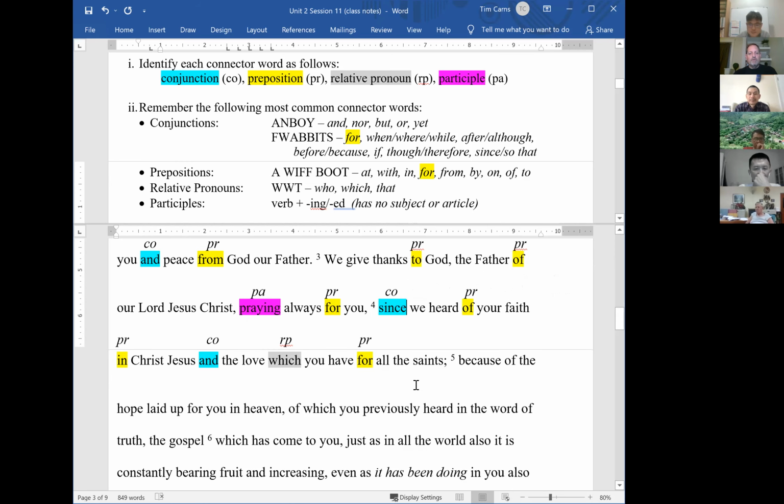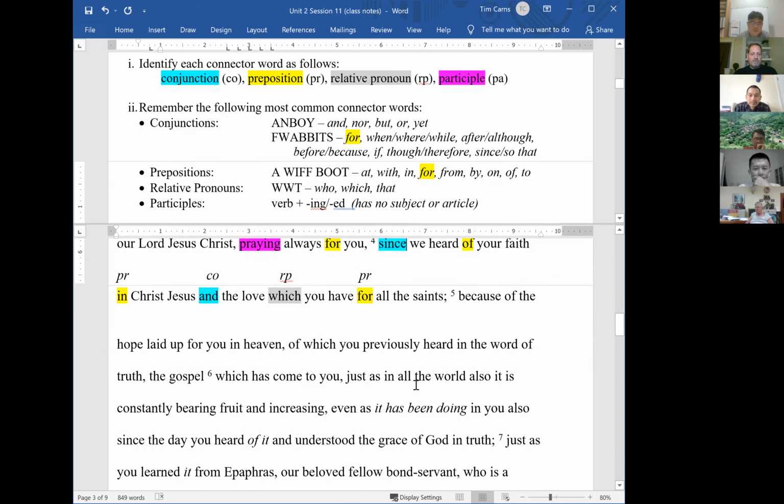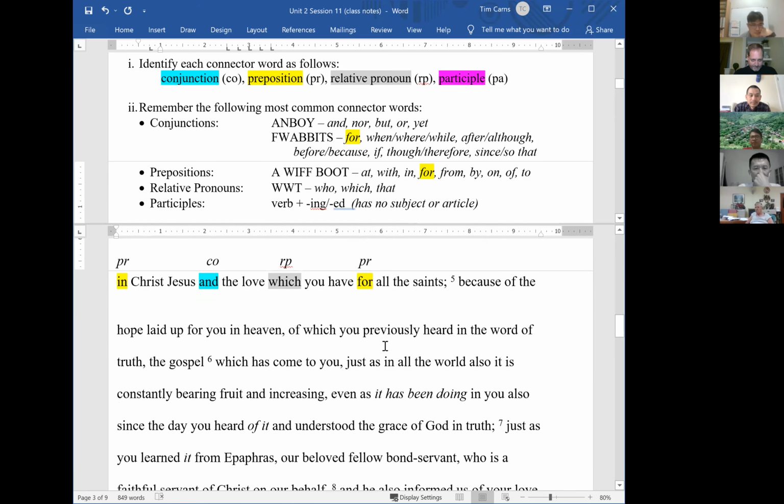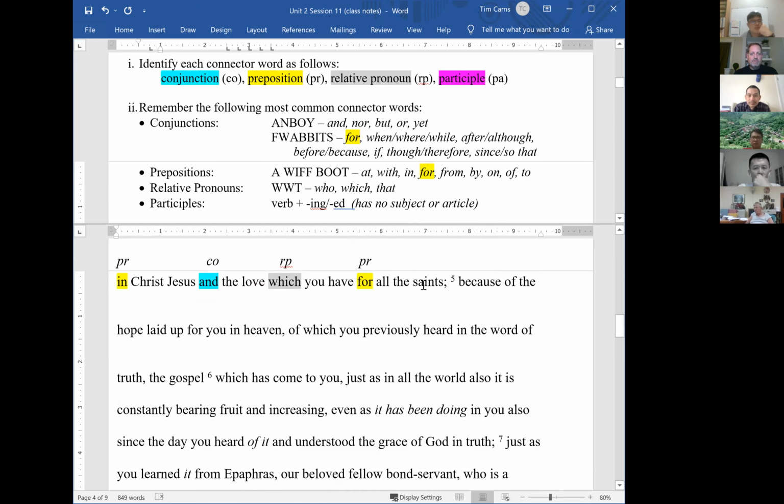Okay. Zali, you're next on my screen. So I'm going to give you verse 5. If you want to take a minute just to read it yourself and then read it for us and identify the connecting words. Because of the hope laid up for you in heaven, of which you previously heard in the word of truth, the gospel.